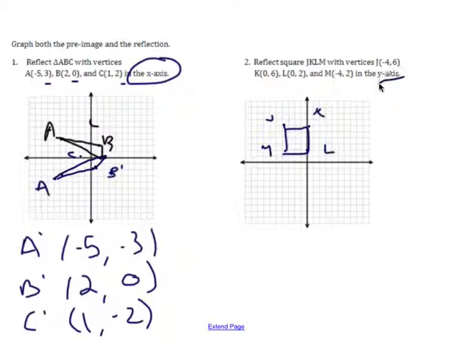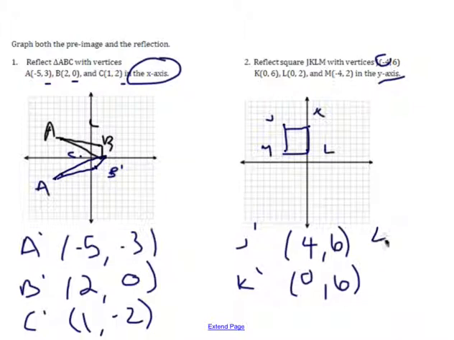It wants us to do it over the y-axis, which means we're going to multiply the x-coordinate by a -1. So for J prime, we're going to multiply the -4 by a -1, and that's going to become positive, and the 6 will stay the same. For K prime, when you multiply 0 by -1, it's going to stay 0. For L prime, multiplying 0 by -1, it's going to stay 0. Again, remember that my y-coordinates are staying the same. For M prime, -4 times -1 is a +4, and then 2.